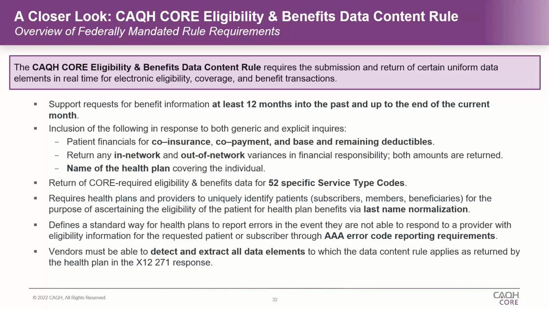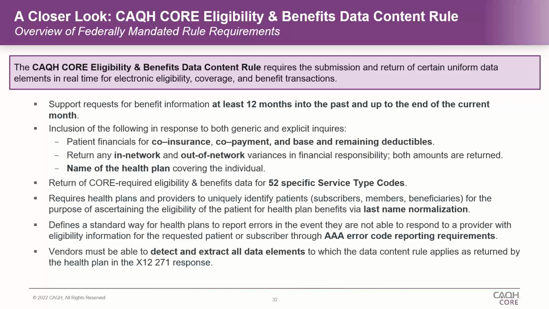And then with that normalizing patient last name requirement, thinking about ensuring health plans and providers can uniquely identify patients using some of the requirements defined in that section of the rule. The rule also defines a standard way for plans to report error codes so that that is consistent across the health plans a provider might be working with. And then vendors, particularly provider vendors, must be able to detect and extract some of these data elements to ensure that the provider can use them in a meaningful way.